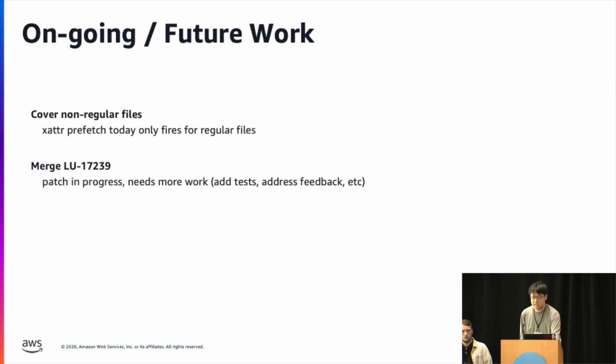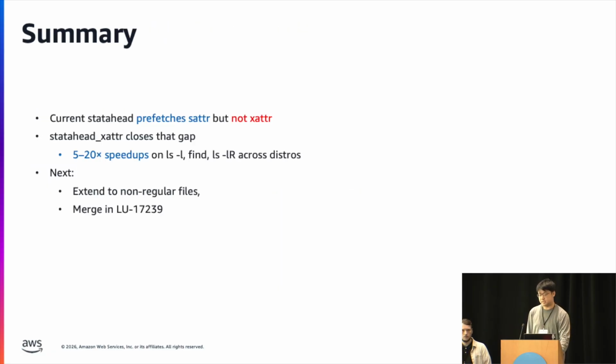So, ongoing future work. As I mentioned previously, the extended attribute prefetch is implemented together with AGL, and then I just realized that AGL only works for regular files. It doesn't work for a large directory containing a large number of directories. So we would like to extend it to non-regular files, symlinks, and directories as well. And we'll try merging the patch. There's some other work to do, addressing the feedback, adding some tests.